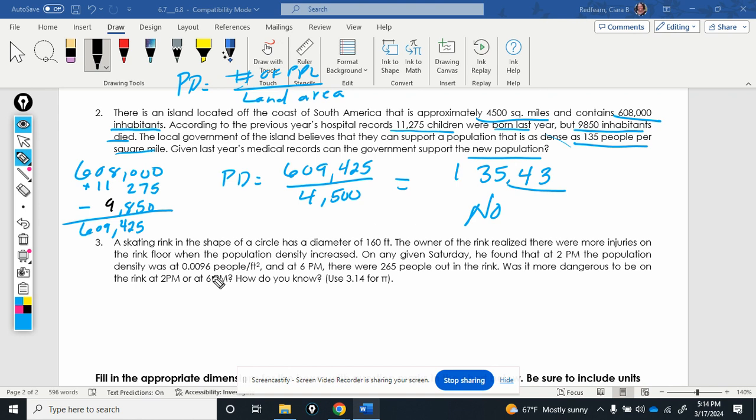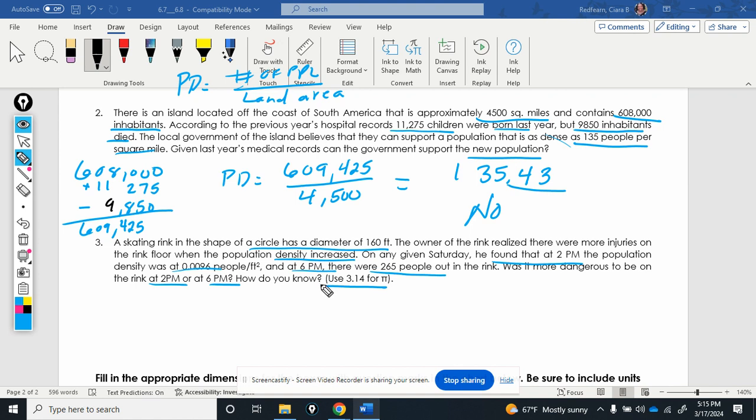Okay. Number three, it says a skating rink in the shape of a circle has a diameter of 160 feet. The owner of the rink realized that there were injuries on the rink floor when the population density increased. On any given Saturday, he found that at 2 p.m. the population density was at 0.0096. At 6 p.m. there were 265 people out in the rink. Was it more dangerous to be on the rink at 2 p.m. or 6 p.m.? And how do you know? And he wants us to use 3.14 for pi.